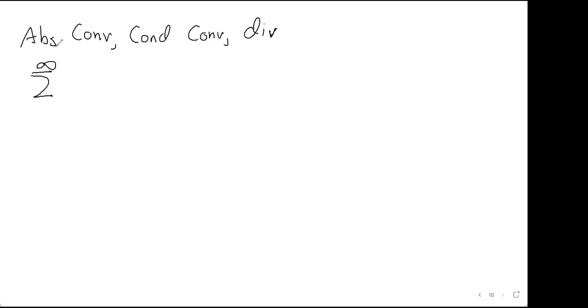So the last two problems I want to do are of this different type, which is the absolute convergence, conditional convergence, or divergence. And so this one is negative, the first one is -1 to the n over the square root of the natural log of n.